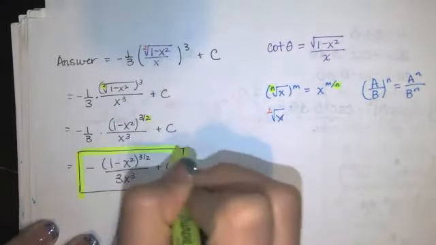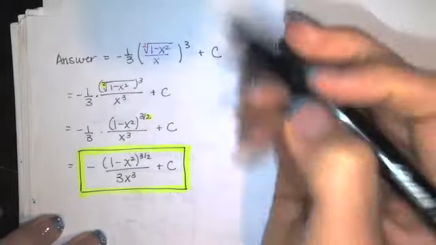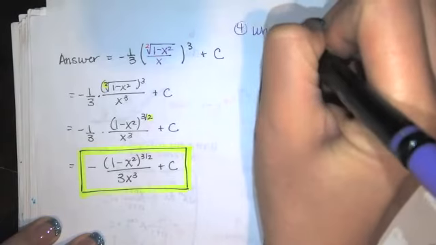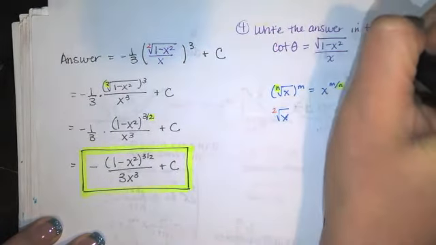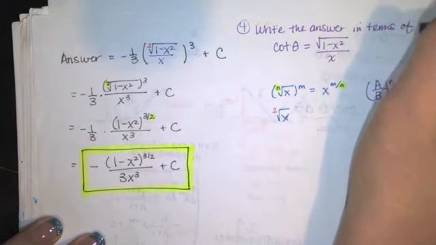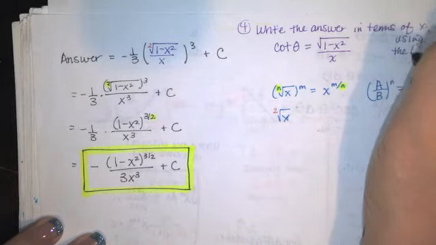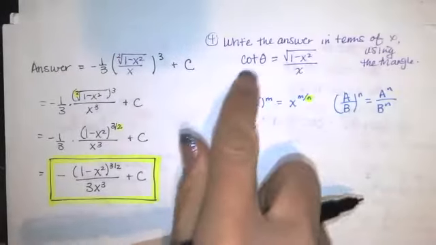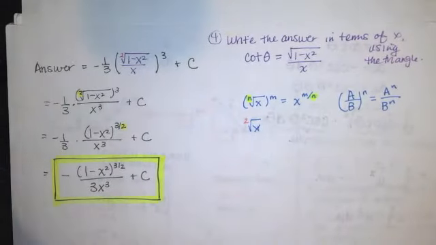And I guess we should write that our fourth and final step was to write the answer in terms of x using, I'm going to say the triangle, but again, it's really that the triangle allows us to find cotangent in terms of x, and then we substitute. I hope that helps.